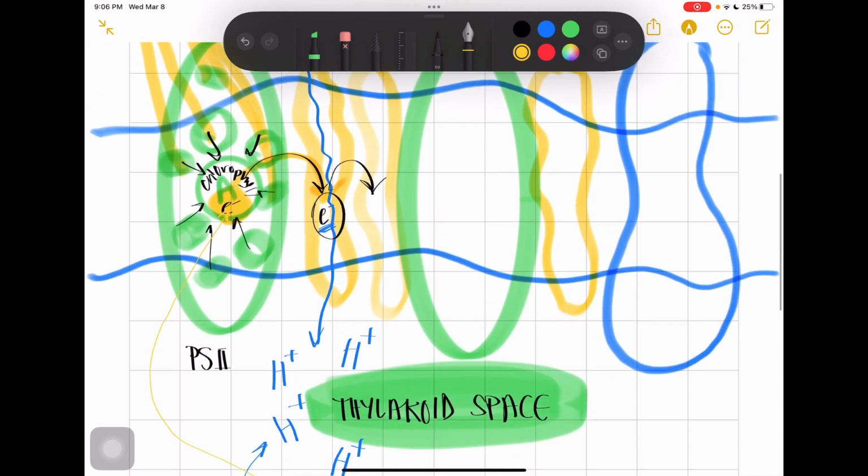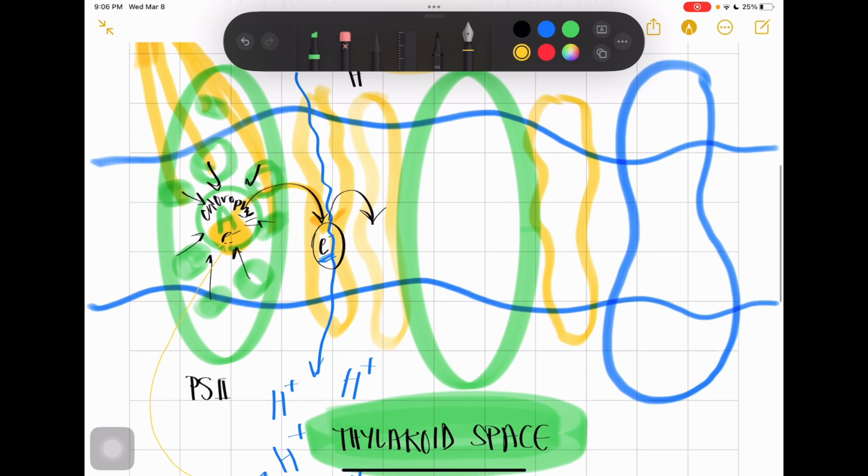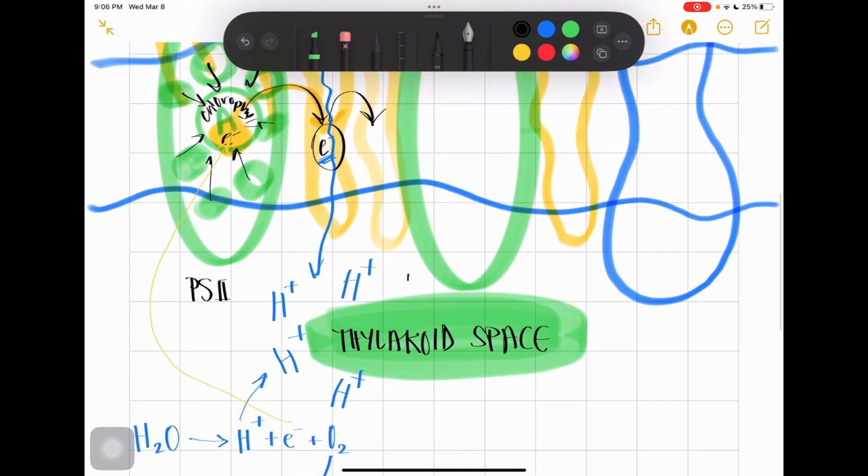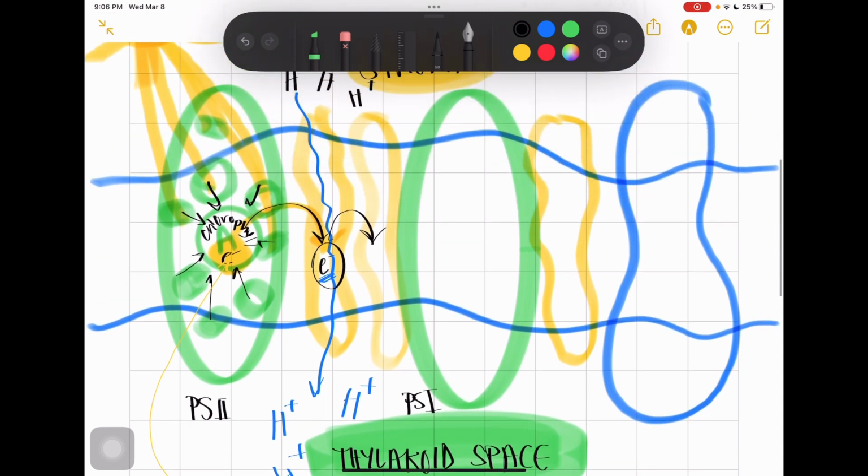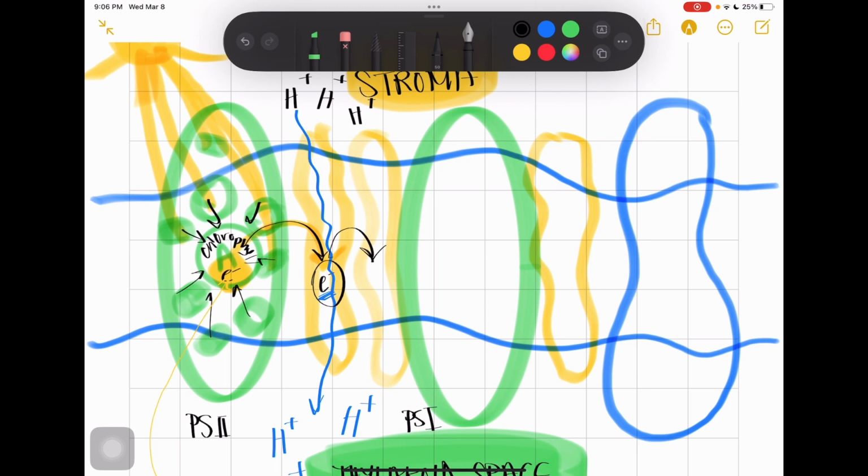Okay, now that we're done with that, we're going to move on to photosystem 1. I have to write that here. It's kind of funky because photosystem 2 comes before photosystem 1, which is contrary to chronological order. So in photosystem 1, we also have a lot of pigments.